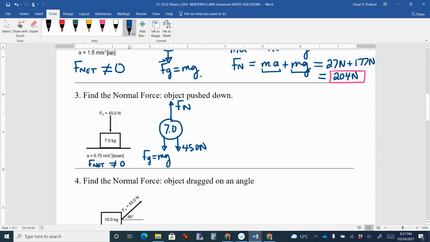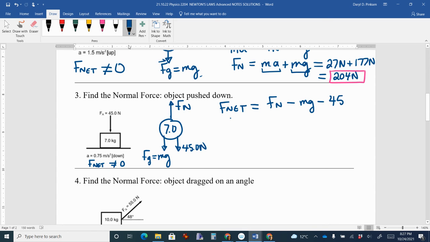Now, because our acceleration is not 0, we know that our F net is not 0. That means we can't let the up forces and the down forces equal each other. We had to do it this way. The F net in this case is going to equal the up forces, Fn, minus the down forces, mg, minus 45.